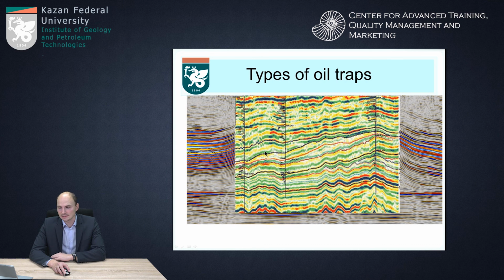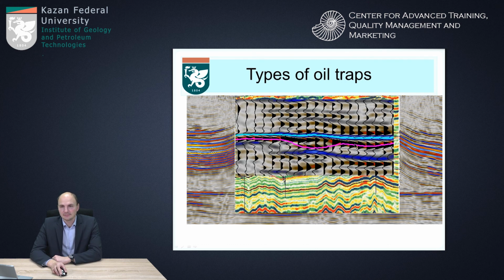Another possibility is the change in the thickness. For example, here we can see a huge thickness between two layers, which is going down, and the two layers actually touch each other. In this case, we can also have an oil trap.